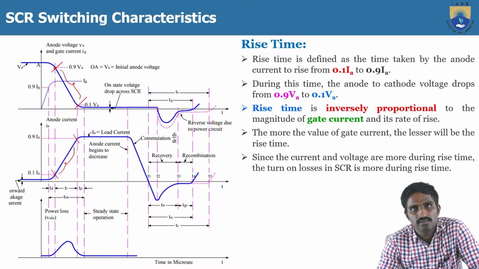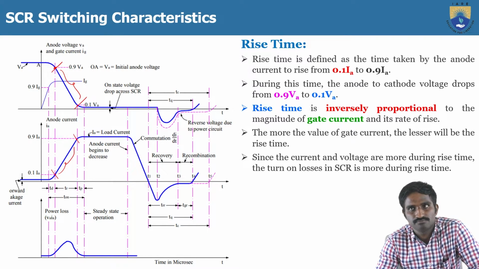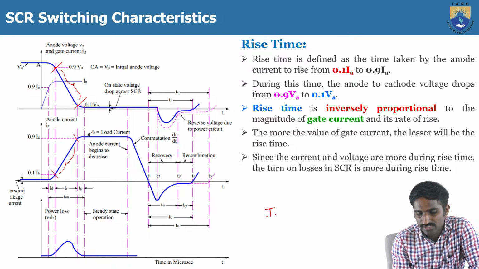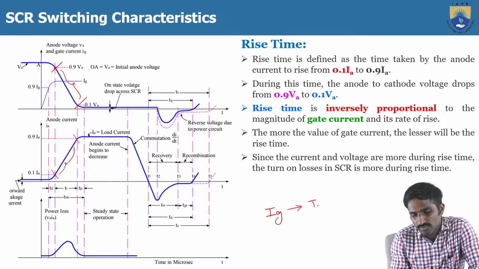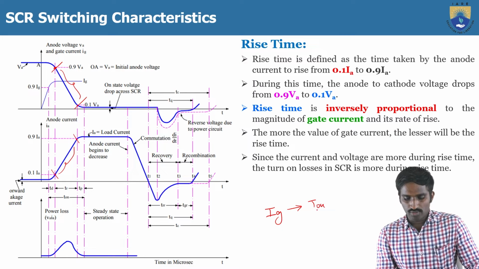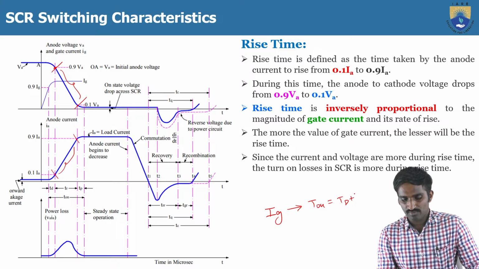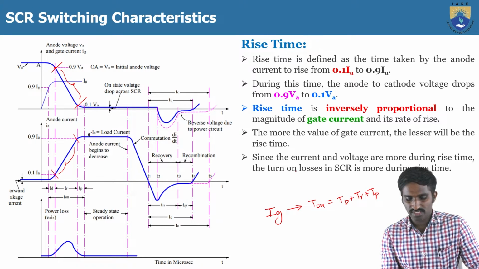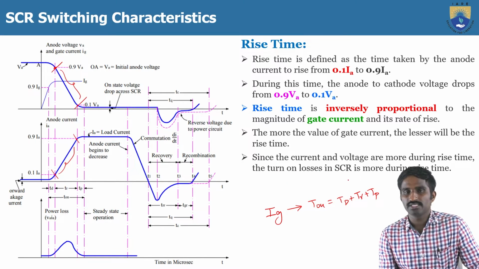So this is called the rise time. As we have discussed, of course, the gate current IG will affect the turn on time of the SCR. The turn on time is nothing but TD, that is the delay time, plus the rise time plus peak time. Especially this rise time depends on the gate current.